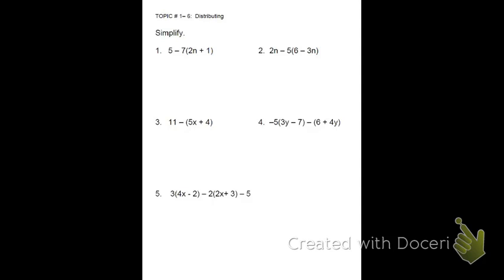Let's look at number 1. You're first going to look at the distribution of 7 with a positive 2n. It's a negative 7. You do take the sign negative with the 7. So when you distribute, that means to multiply. So make a note to yourself that you are going to multiply.